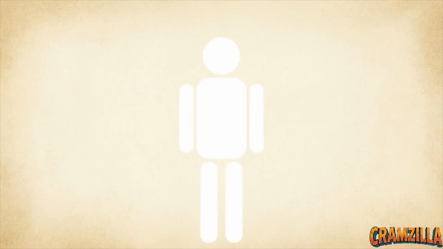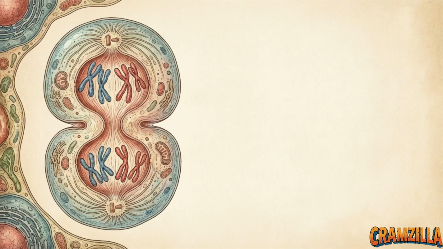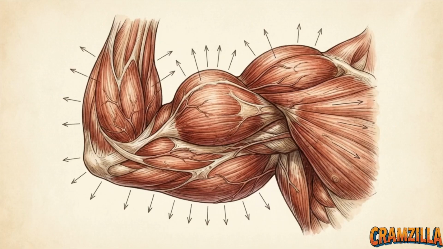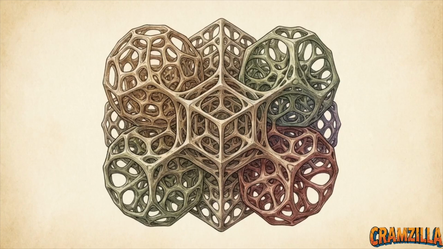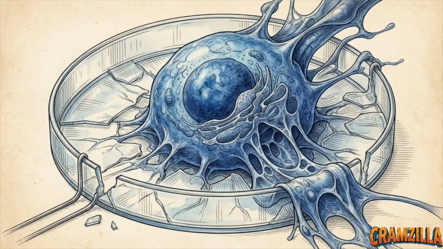Neurological and pain indicators use algia or dynia for pain, plegia for paralysis, and paresis for weakness. Cellular and growth conditions are logged with cytosis for increased cells, penia for deficiency, trophy for growth, plasia for formation, poiesis for production, lysis for breakdown, and megaly for enlargement.